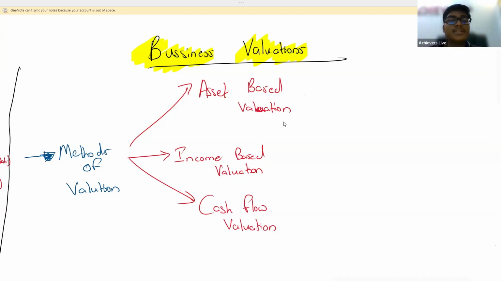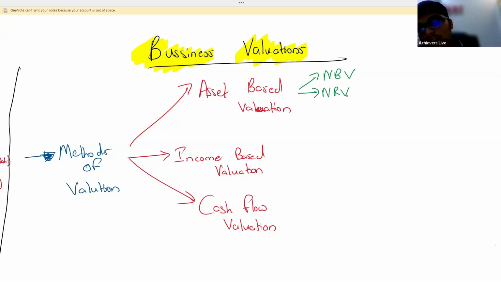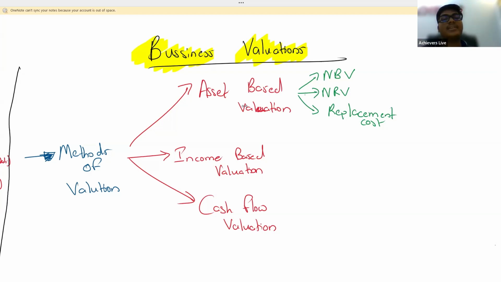So under asset based valuations, you have a few more types. What is the first one? Net book value. Next, you have net realizable value. And then you have replacement cost. So net book value is the book value of assets minus book value of liabilities. NRV is market value of total assets minus market value of total liabilities, also known as asset stripping. Replacement cost is the cost of the assets if you are buying the same type of assets which the business has on the open market.